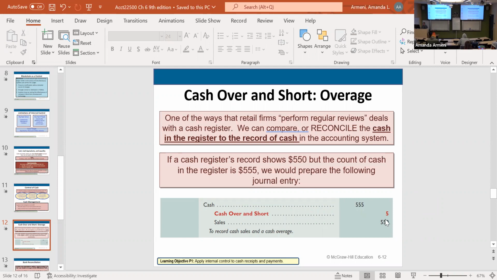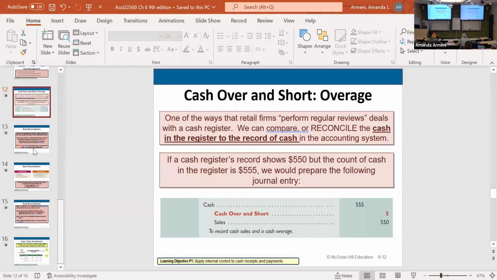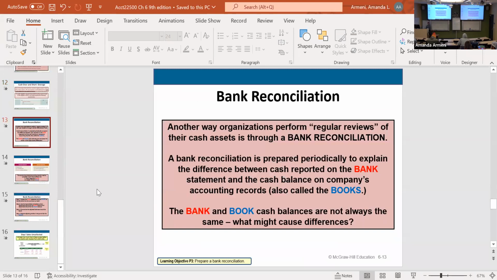Okay. So then the final thing that we are going to discuss is how to do a bank reconciliation. So I mentioned earlier, right? One of the principles of internal control is that we do periodic reviews of our accounting records, right? Periodic independent reviews. One example of that is a bank reconciliation. And in a bank reconciliation, what we are going to do is look at our bank statement and compare it to our accounting records.